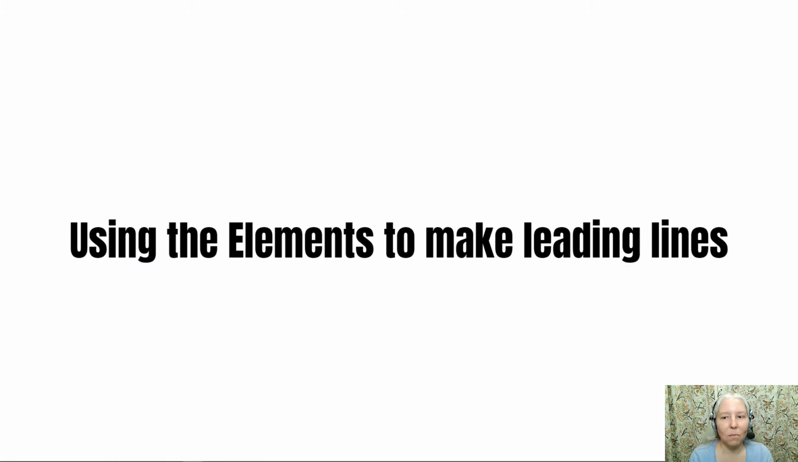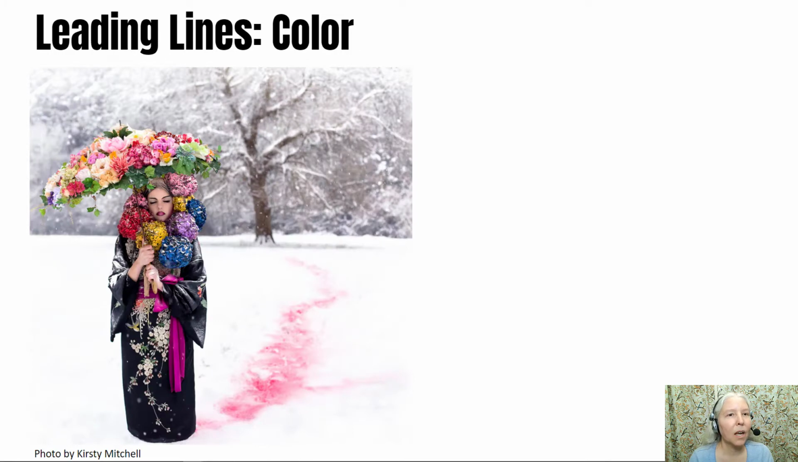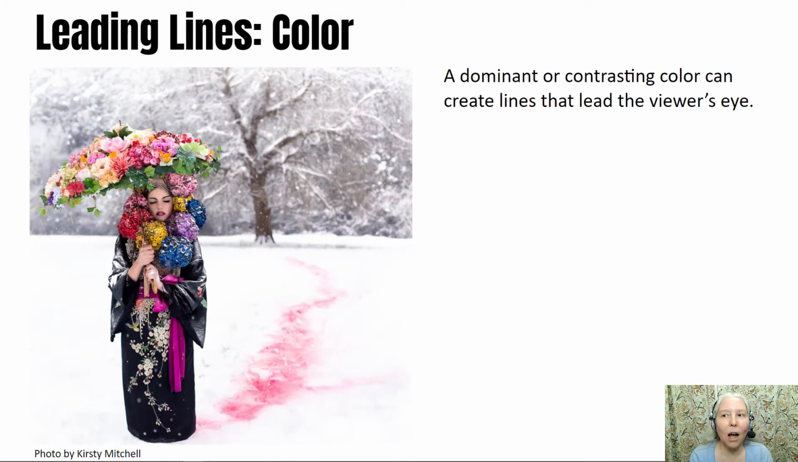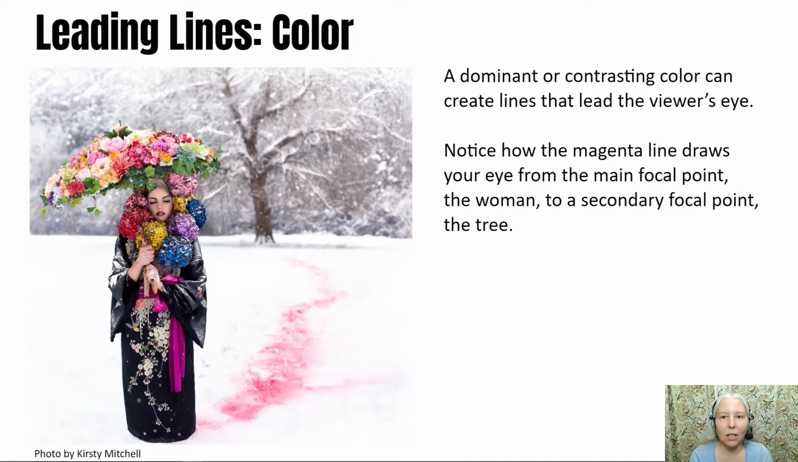Using the elements to make leading lines. Here's a few examples. Color. A dominant or contrasting color can create lines that lead the viewer's eye. Notice how the magenta line draws your eye from the main focal point, the woman, to a secondary focal point, the tree.